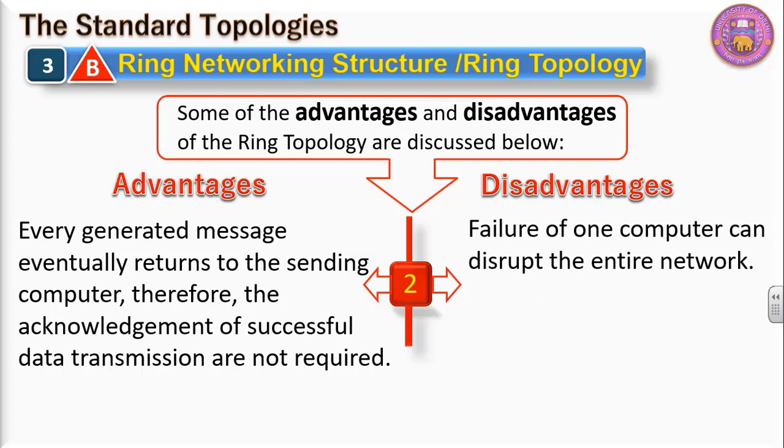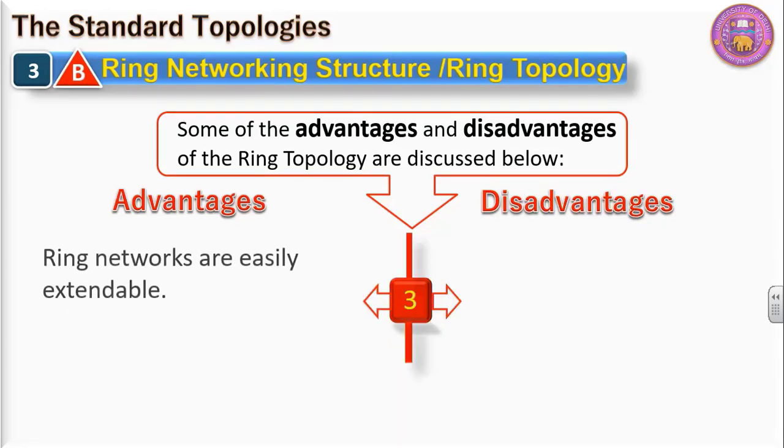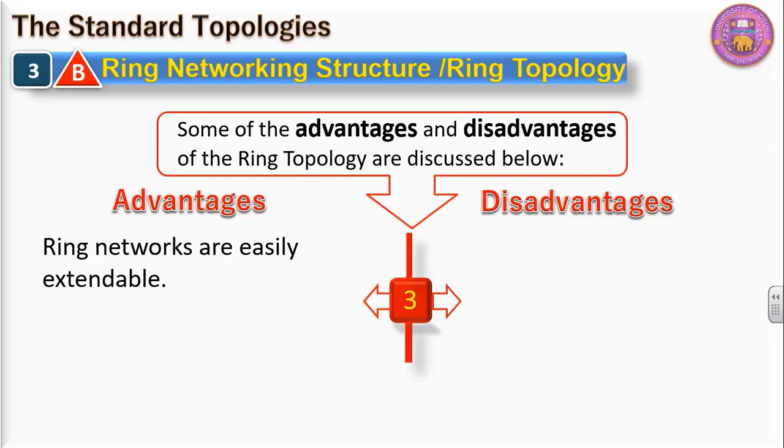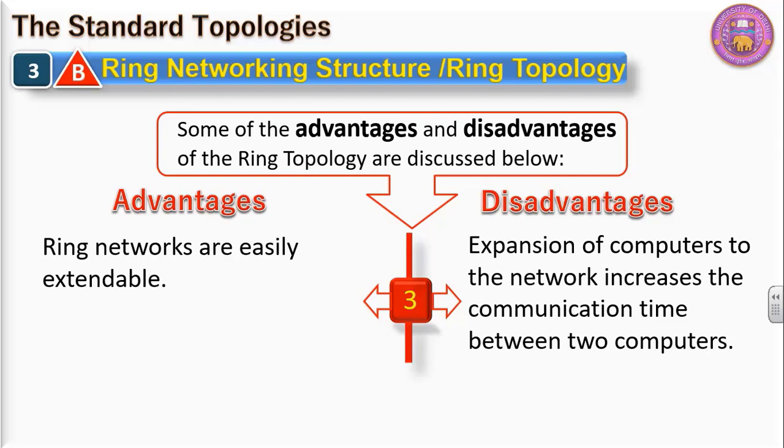One of the disadvantages is that if there is a failure of one computer, it can disrupt the entire network. On the advantage side, ring networks are easily extendable. On the disadvantage side, expansion of computers in the network increases the communication time between two computers, as there is a single wire on which the data or the message moves. So if we have more computers, it will increase the communication time.